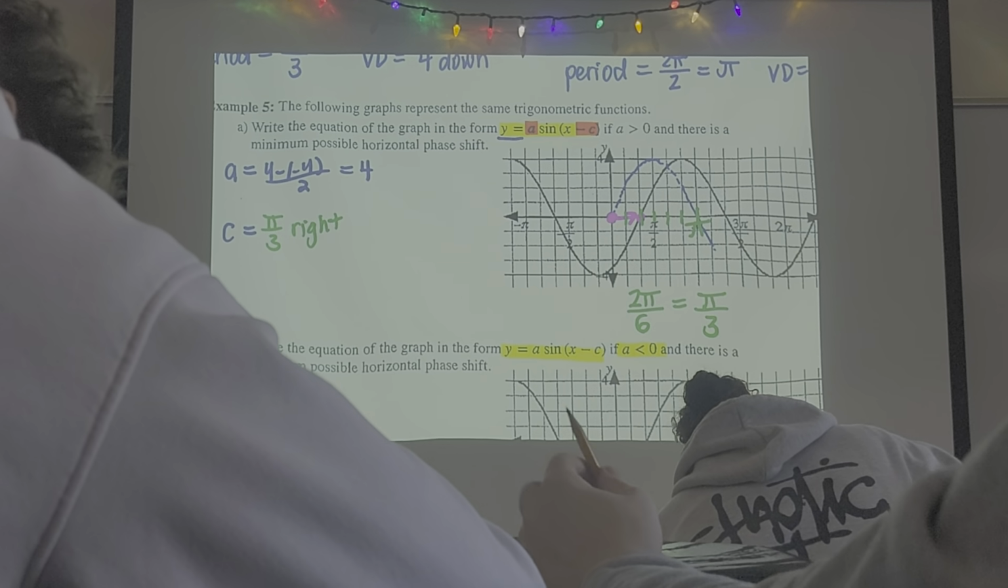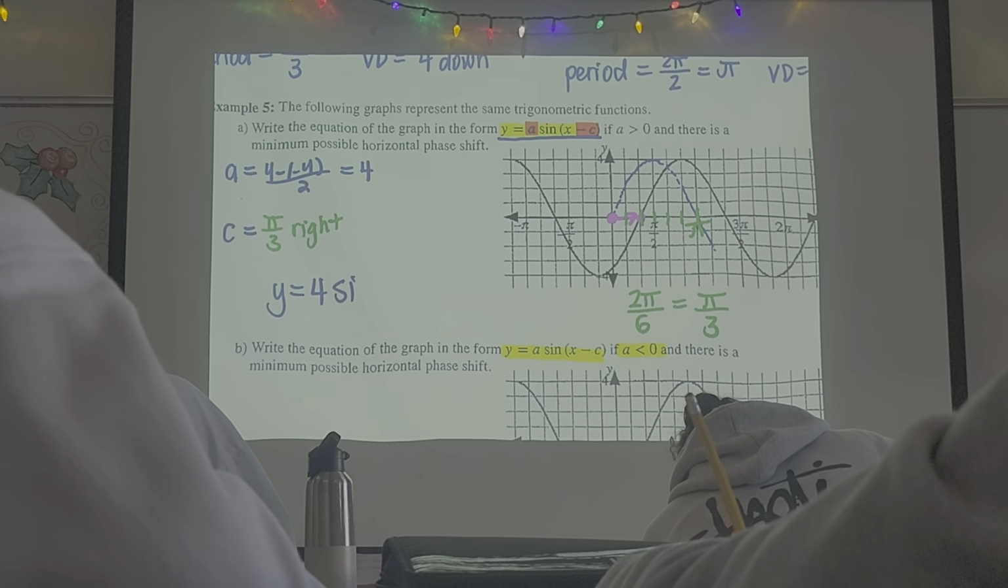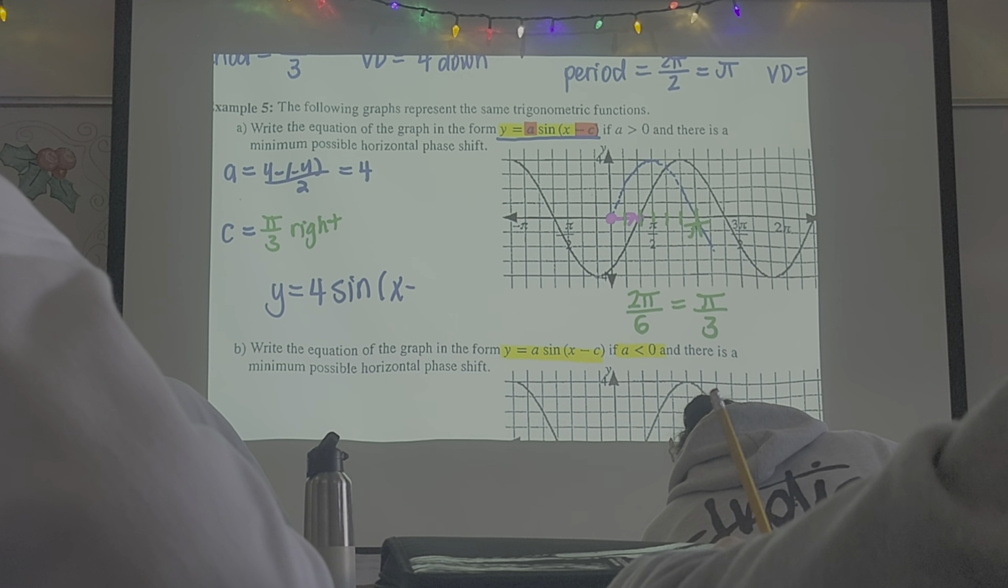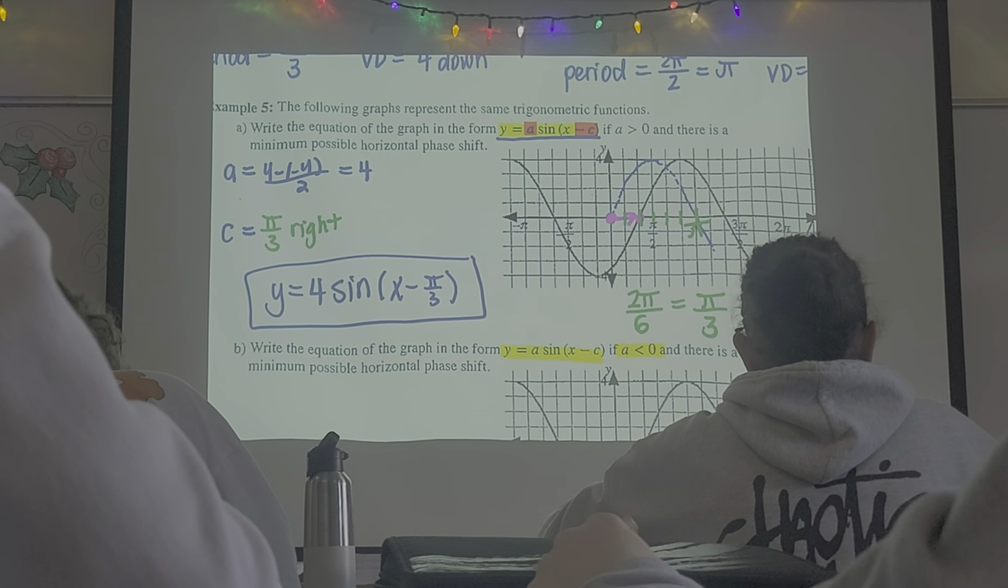So let's write our equation. Y equals 4 sine (x minus pi over 3). So that's the equation for that graph.